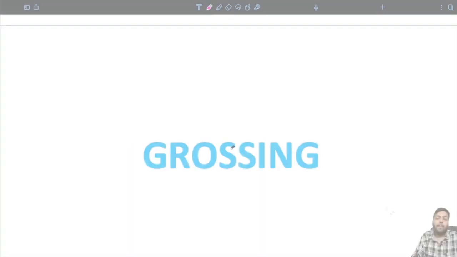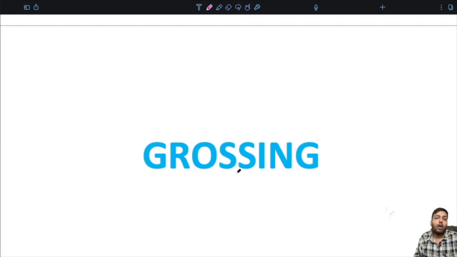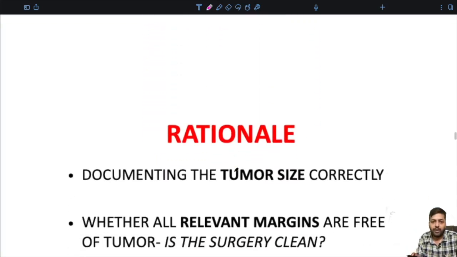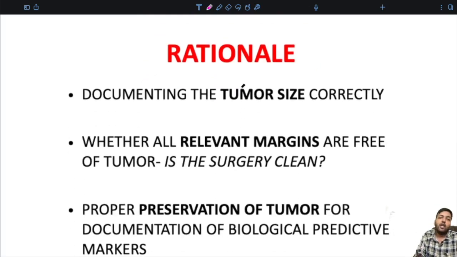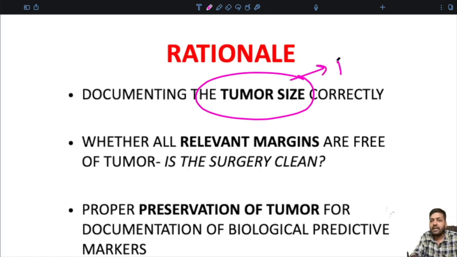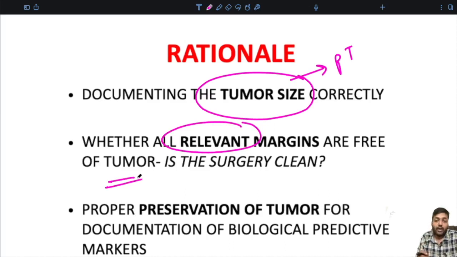Now we are going to understand about the grossing of the breast, the main core grossing of the breast. So what is the rationale? You have to document the tumor size correctly, because the T staging is dependent on that, and whether all the relevant margins are free of the tumor. So you have to take the samples from the margin very nicely, because you have to document the margins, because you have to establish whether the surgery was clean or not.